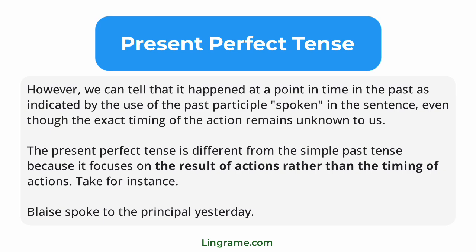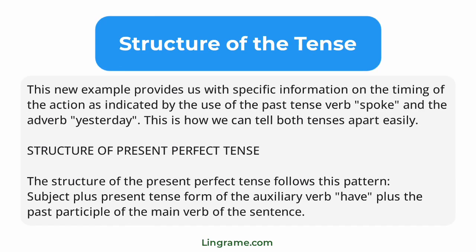The present perfect tense is different from the simple past tense, because it focuses on the result of actions rather than the timing of actions. Take for instance, Blaise spoke to the principal yesterday. This new example provides us with specific information on the timing of the action, as indicated by the use of the past tense verb, spoke, and the adverb, yesterday. This is how we can tell both tenses apart easily.